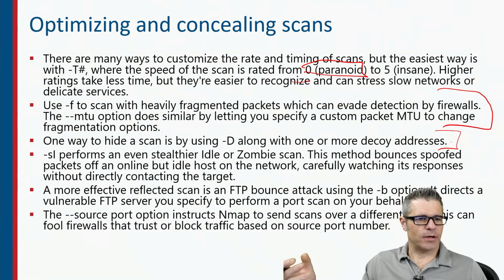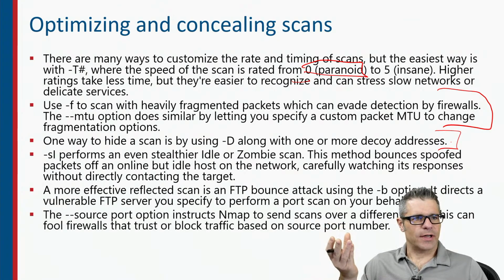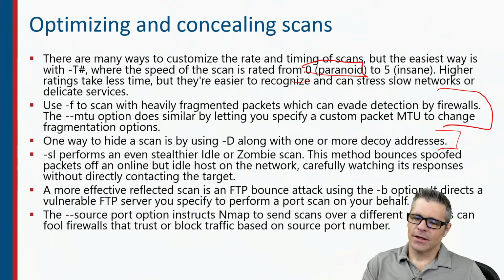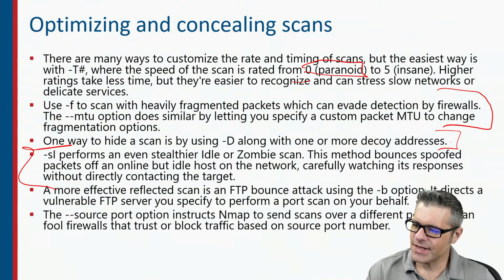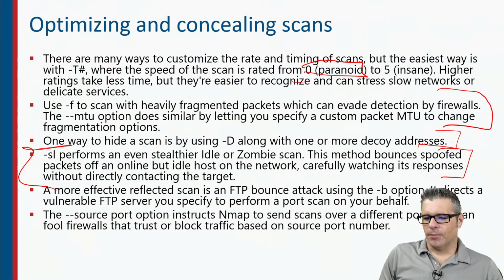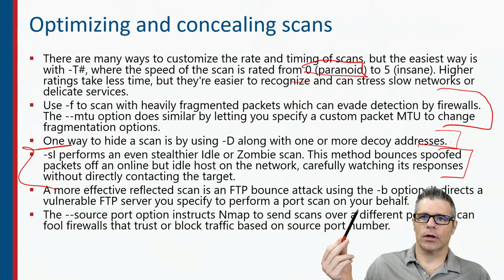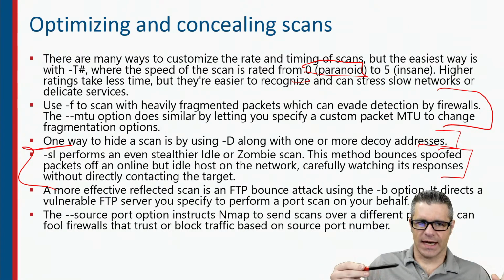Another thing you can do is fire up decoy addresses. So if you're coming from 192.168.10, you could make it look like there are other scans happening from similar addresses. Zombie scans are interesting, but you need an idle host to be on the same network, or on a network that you are scanning.